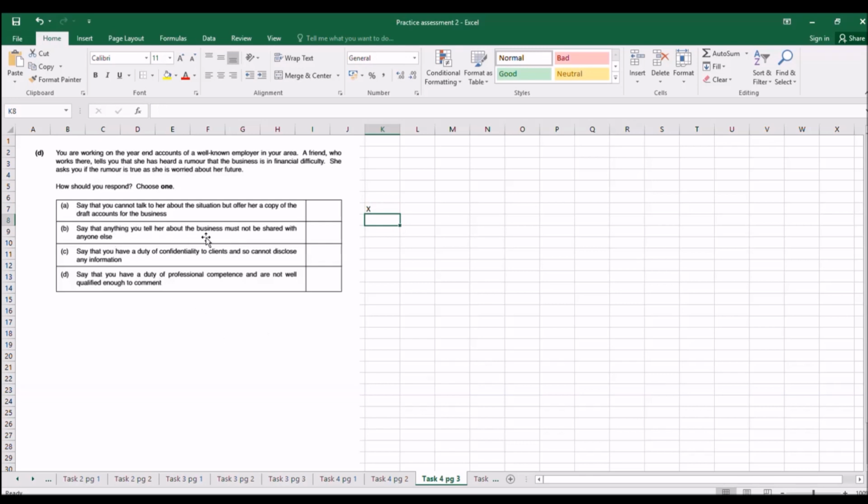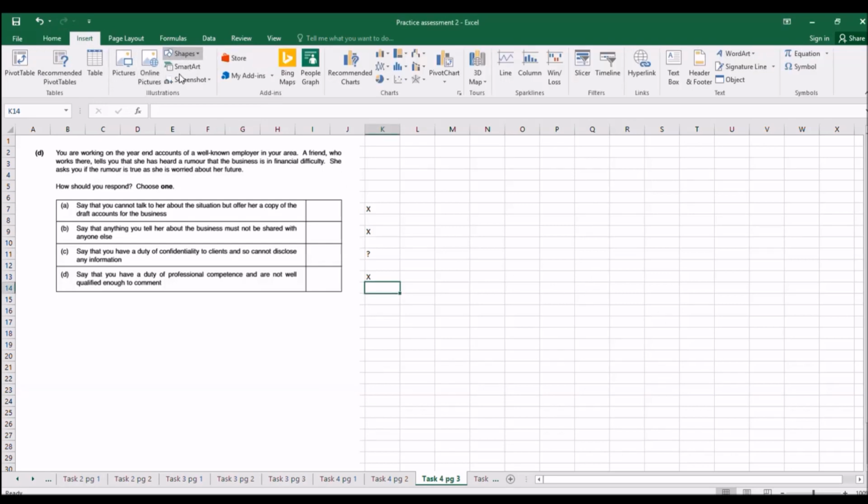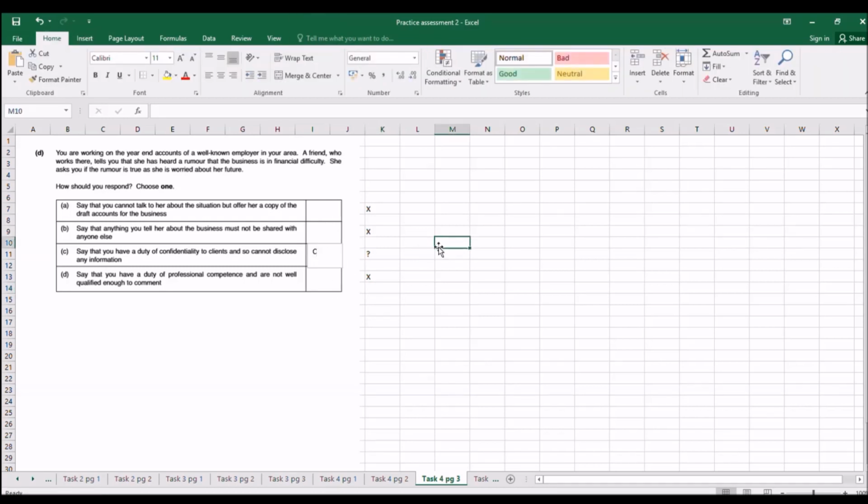Say that anything you tell her about the business must not be shared with anybody else. That's just a breach of confidentiality. That's terrible. Say that you have a duty of confidentiality. That's going to be the correct answer. Let's see what D is. Say that you have a duty of professional competence and are not well enough to qualify. So that's just again the fish answer that seems to be constantly put in by Osborne. I don't even know why we bother with a D in an Osborne question, because they seem to always just be total rubbish. Right, so it is C there, and that is task 4 done.